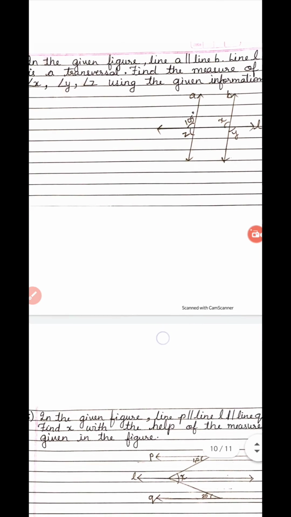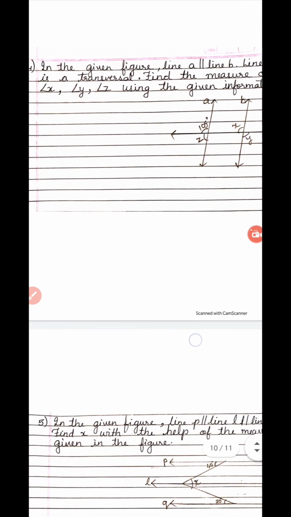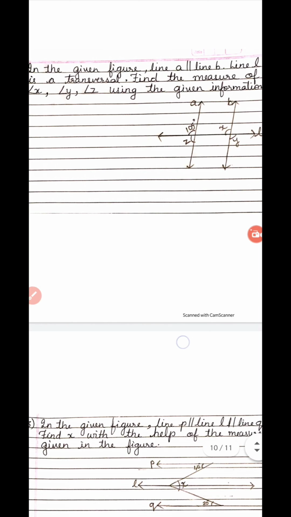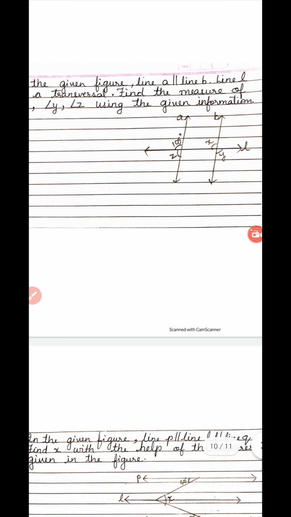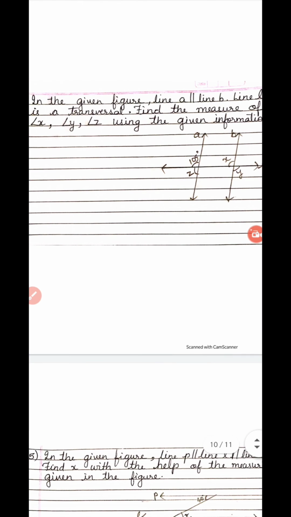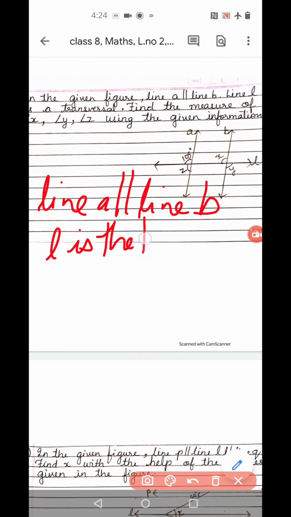Now the next question. In the given figure, lines A and B are parallel, and line L is a transversal. Find the measures of angle X, angle Y and angle Z using the given information. Angles X, Y and Z are very easy to find. First you have to write that line A is parallel to line B, and L is the transversal. You will have to write all these things first.